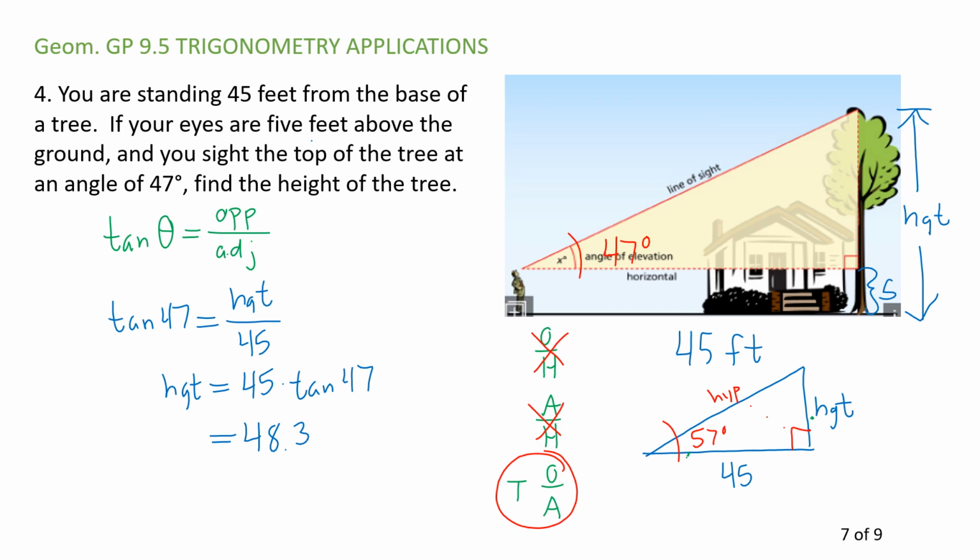I have one more step, and that is I need to add this 5. I found this distance here is 48. I still need to add 5 to it. So the total height is equal to 48.3 plus that 5 feet off the ground for a total of 53.3 feet. And that's that.